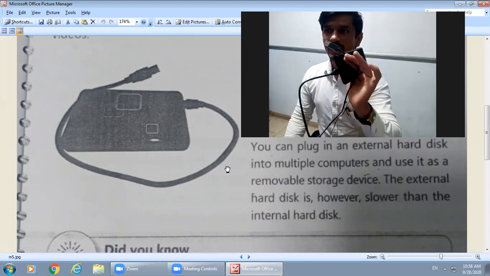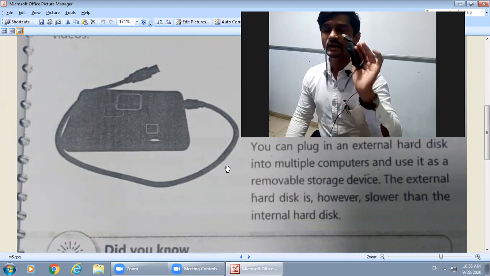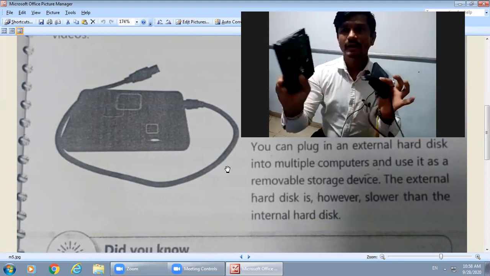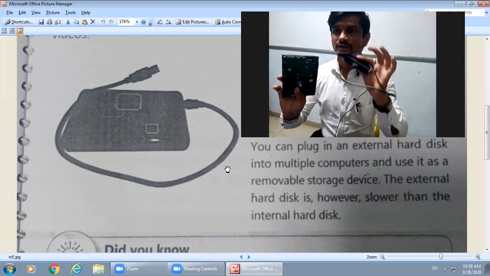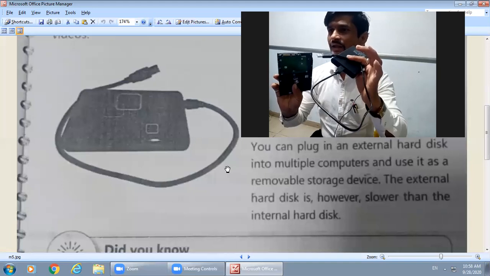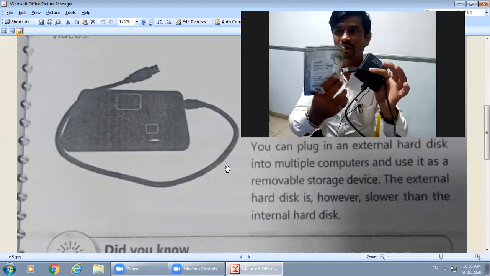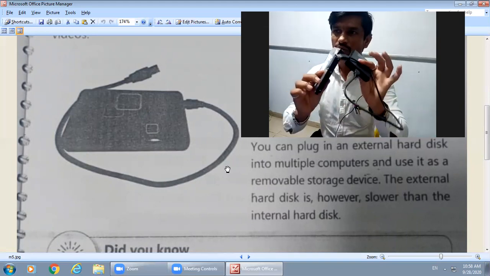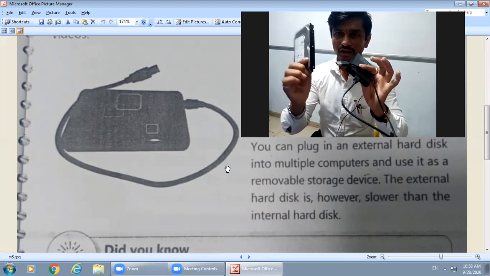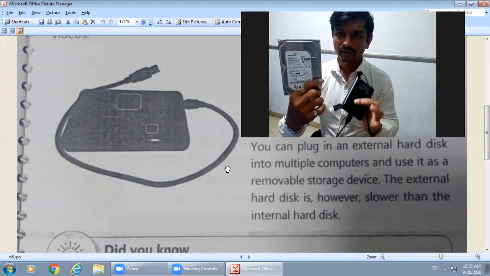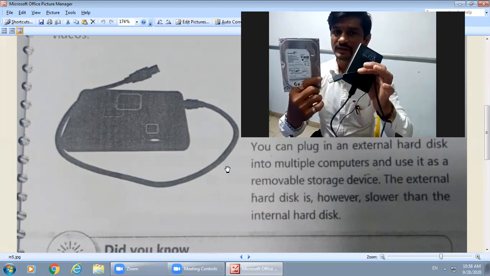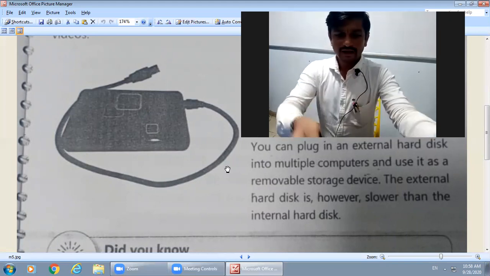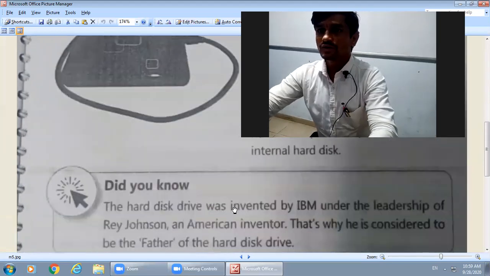The external hard disk is, however, slower than the internal hard disk. I hope you understood about this external and internal hard disk. Both work the same way, but the speed is lower in the external one. Internal hard disk speed is higher than external hard disk speed. Both store a huge amount of data.